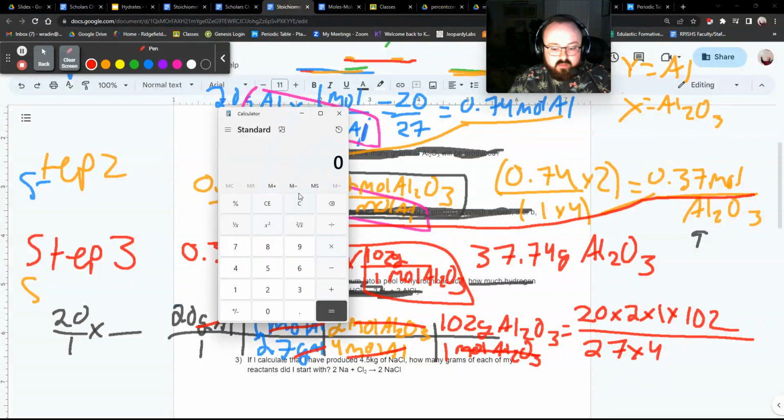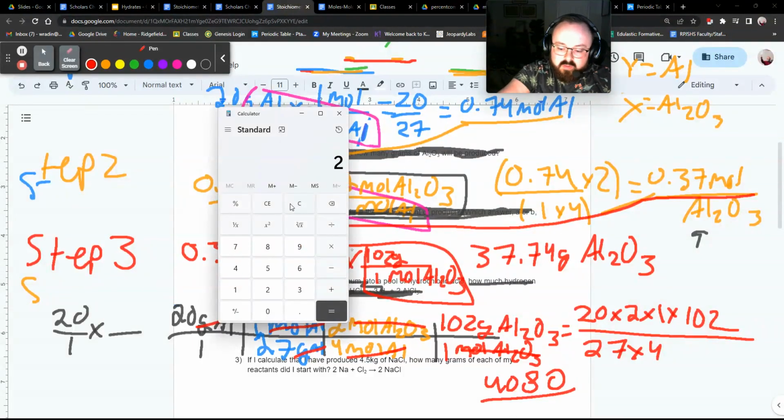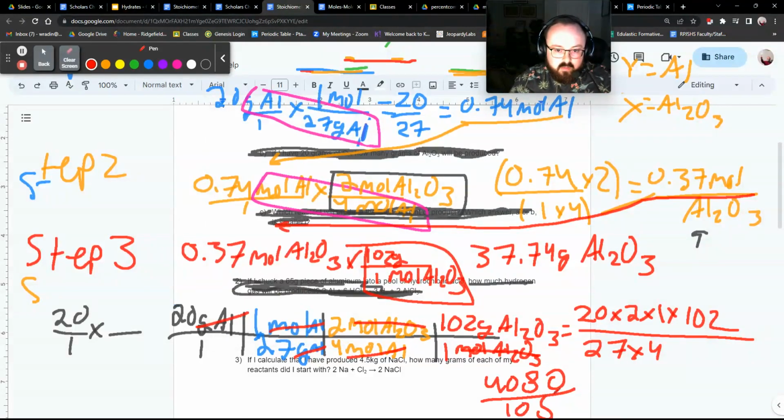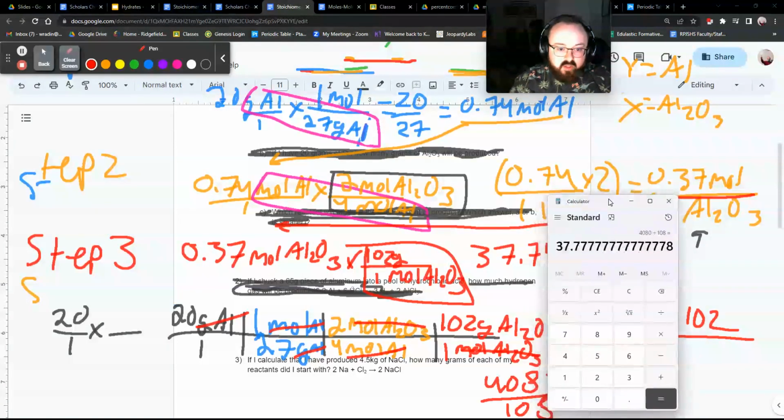Let's put this in a calculator. 20 times 2 times 1 times 102 gives you 4,080. 27 times 4 goes 108. 4080 divided by 108. Pretty close. Pretty dang close.